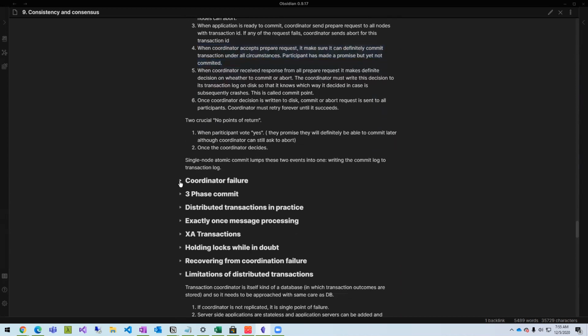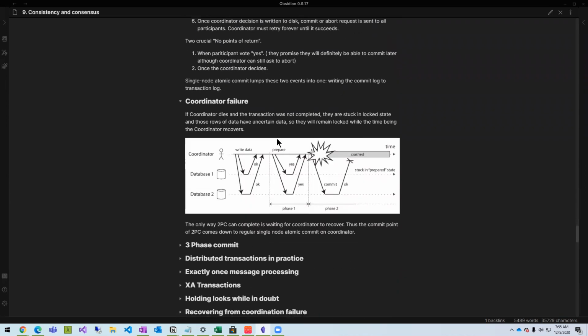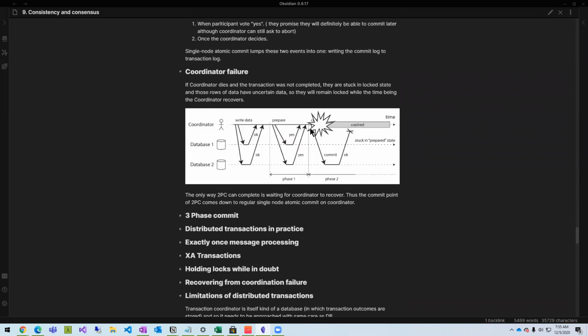So yeah, so this was about the coordinator failure, that if the coordinator dies after this point and the transaction was not completed, they are stuck in a locked state and those rows of data have uncertain data. So they will remain locked for the time being while the coordinator recovers, right?